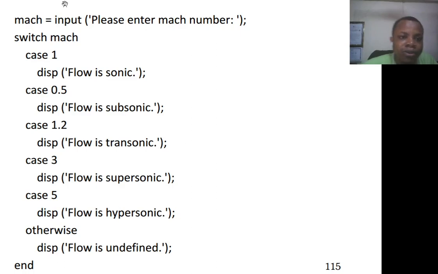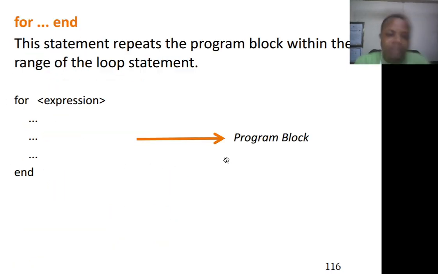Using the same mark example, we can ask the user to input the mark. If the user enters a mark of 1, it means that this switch should only execute case 1. However, if the user enters a mark of 0.5, then it will skip case 1 and just do this case. So depending on the case the user enters, this switch statement will automatically move to that case and execute the function below.